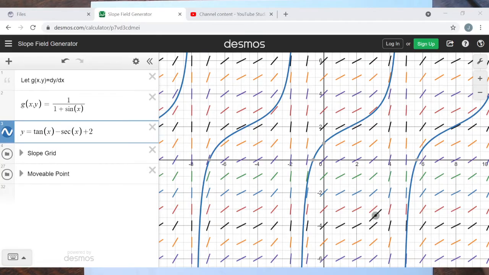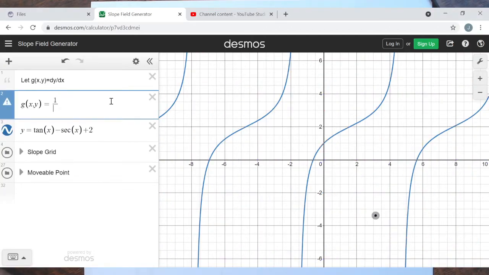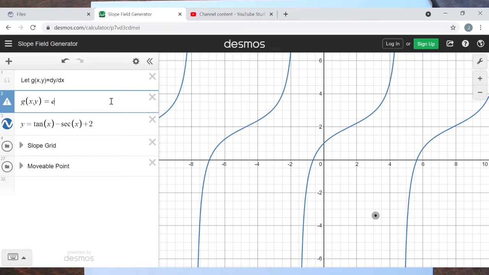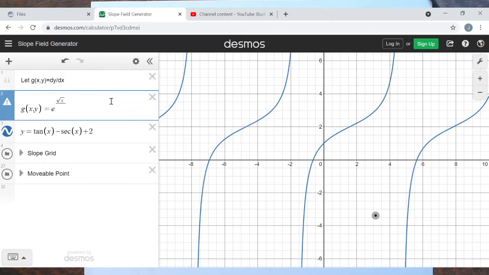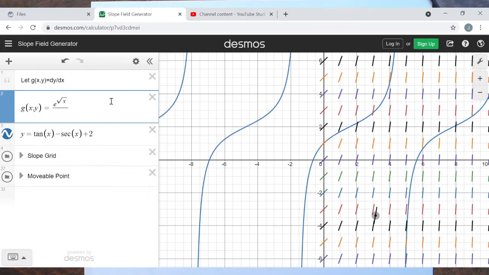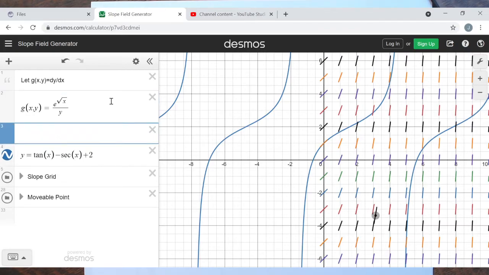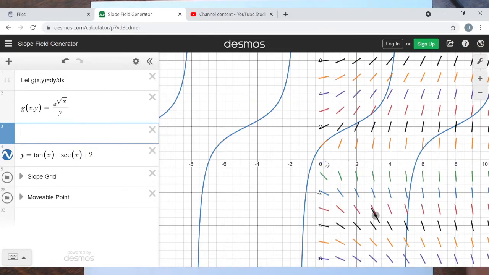All right, so back up to this g of x, y here. We have e raised to the square root of x, then divided by y. Now notice how slopes are only showing up on the right half of the plane. That's because of this square root of x here, right? You can't take square roots of negatives or you get imaginary outputs. We're not talking about things having imaginary slopes.